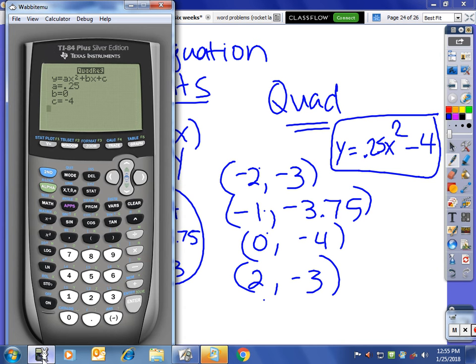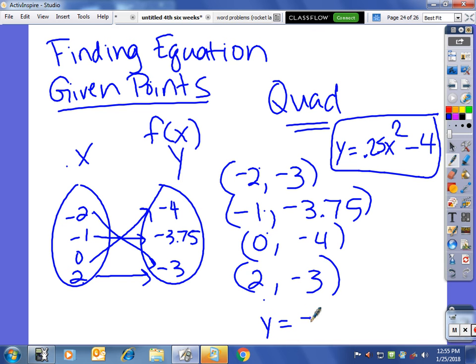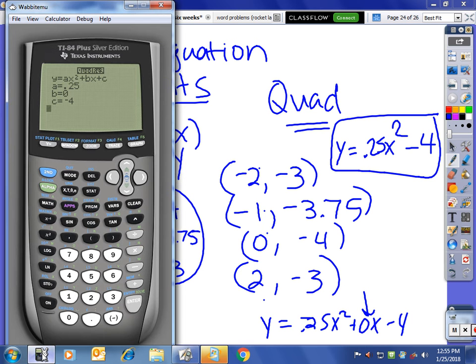It would be okay. You could write it like this also: y equals 0.25x squared plus 0x minus 4. But usually if it's a 0, they just don't even write it at all.